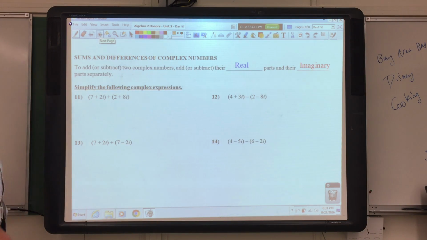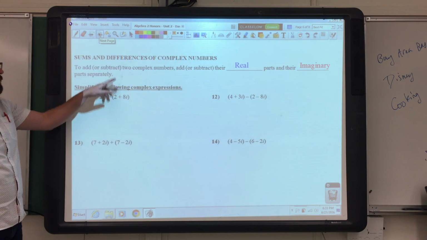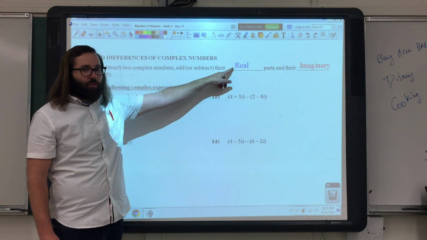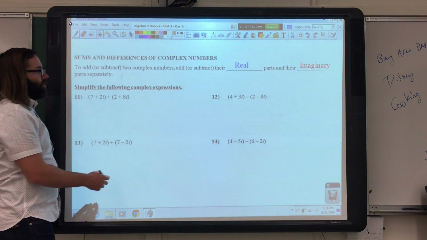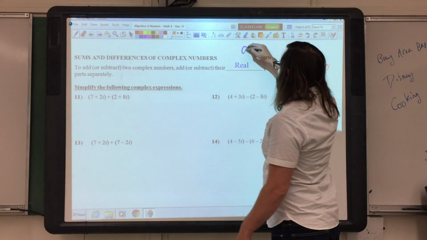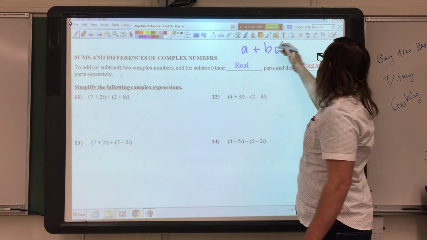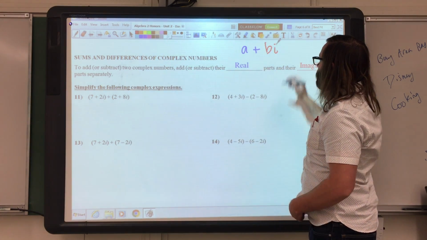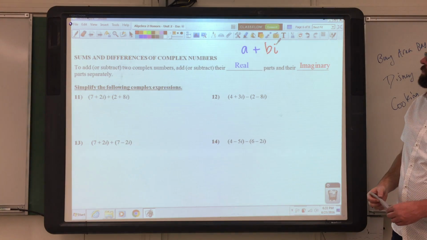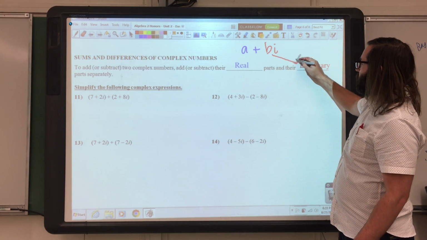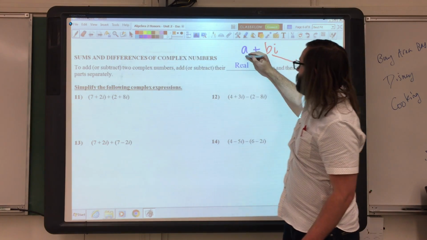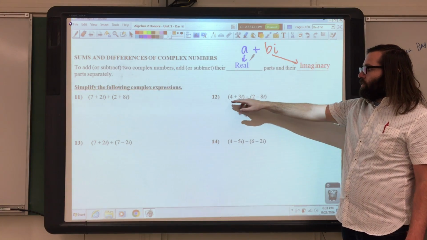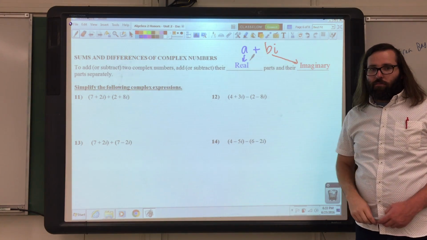Okay, one last thing with these complex numbers. We're going to add and subtract them like this. You add or subtract the real parts. Remember, the real parts are a. In a plus bi, your imaginary part's the b, real part's the a. So when you're adding and subtracting these, you add the real parts, then you add the imaginary parts.